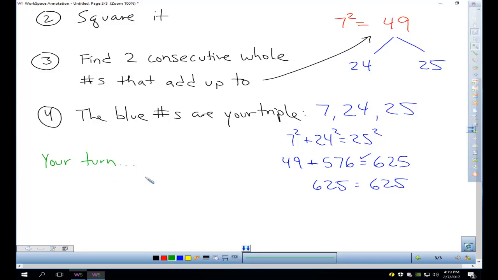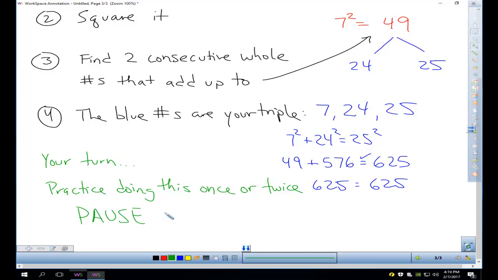Okay? What I want you to do right now is I want you to practice this method at least one time. Okay? I'm going to ask you to push pause here in a second. Go through this method and create your own triple right now. Create your own family. Alright? So, press pause now. Try to get it figured out. Work with a partner if you have to.